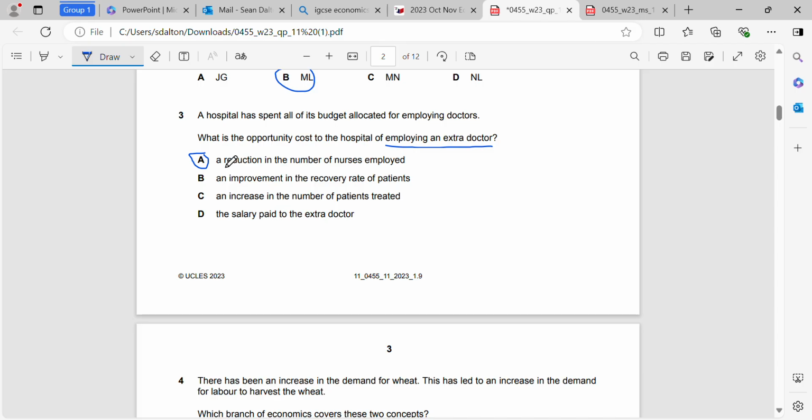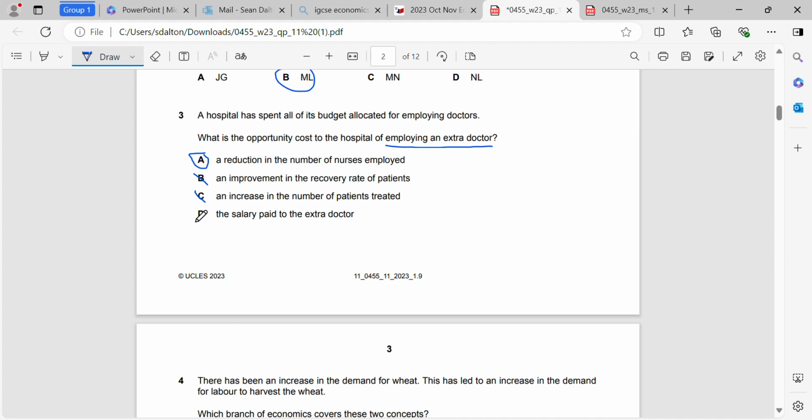Because we're not able to employ the same amount of nurses if we have to employ extra doctors, because obviously our budget is limited. An improvement in the recovery rate of patients, that is not a negative consequence, it's a positive effect of the decision that has been made, right? Therefore, it's not an opportunity cost because it's not something that we have to give up. An increase in the number of patients treated is also a positive effect of the decision that has been made. It's not an opportunity cost because it is not a negative consequence of the decision that has been made.